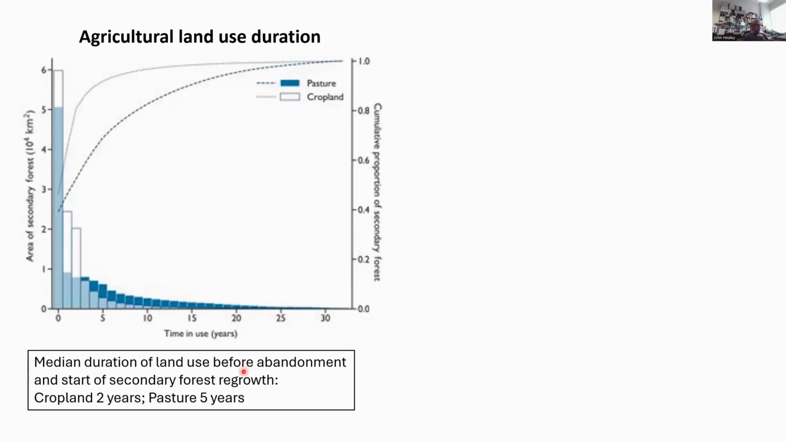And we see that the median duration of land use before abandonment, leading to the start of secondary forest regrowth, was only 2 years for cropland and just 5 years for pasture land. So during this period, there was a very rapid rate of transition and abandonment of much of the land where agriculture had been started.